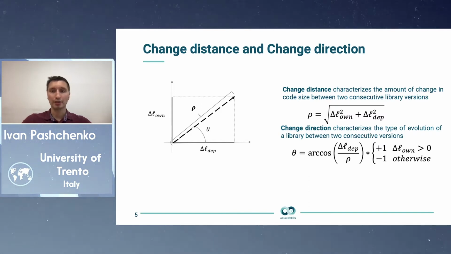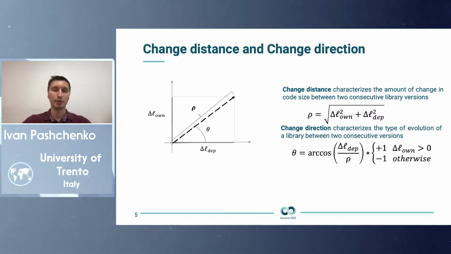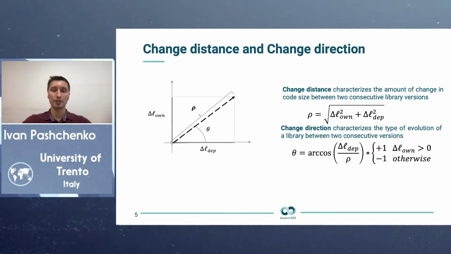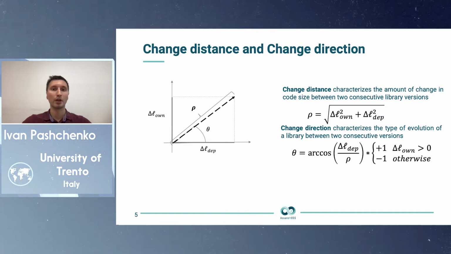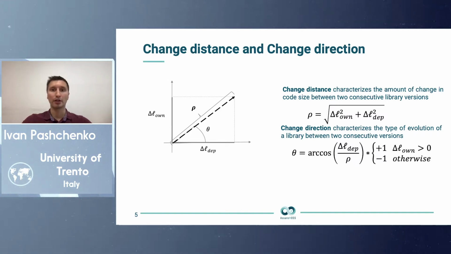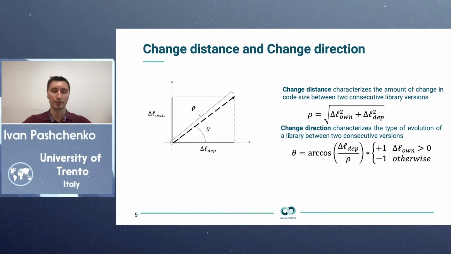Change distance characterizes the amount of change in code size between two consecutive library versions. The bigger the change distance, the bigger the change between two consecutive library versions. Change direction characterizes the type of evolution of a library between two consecutive versions.